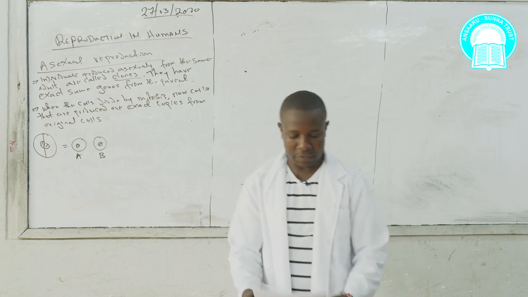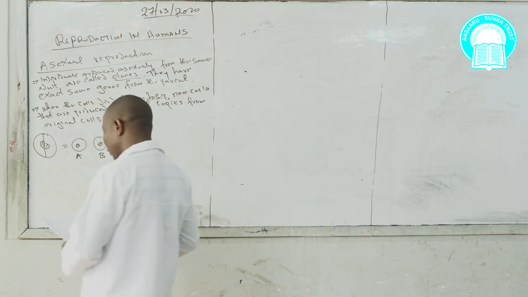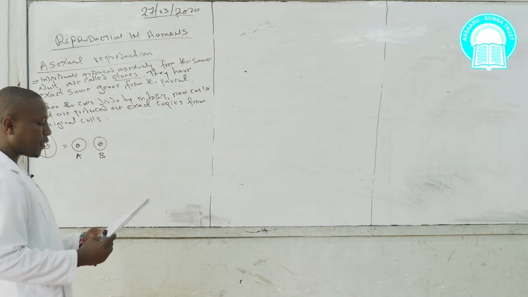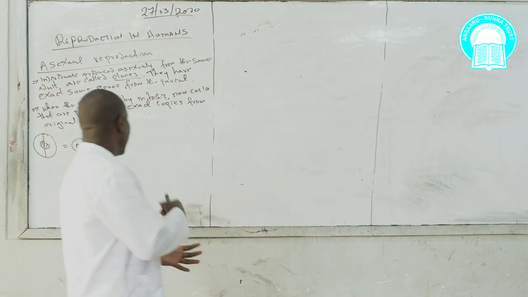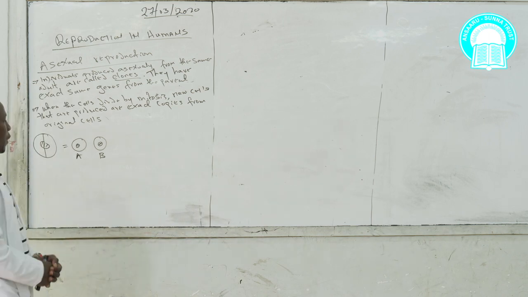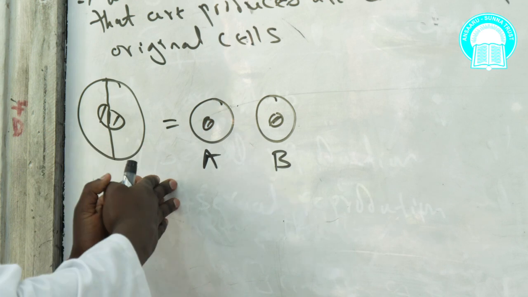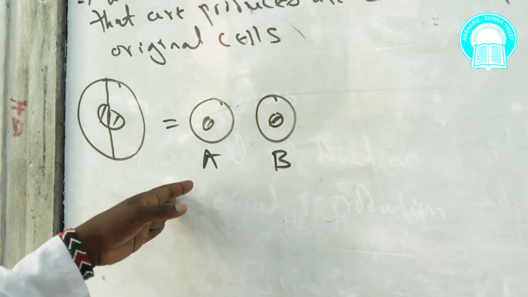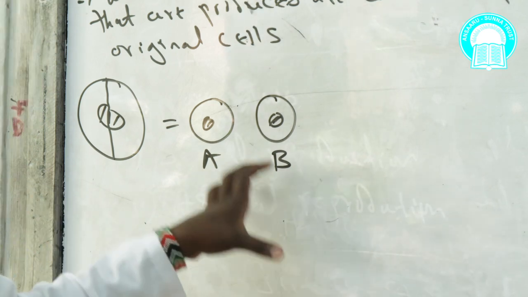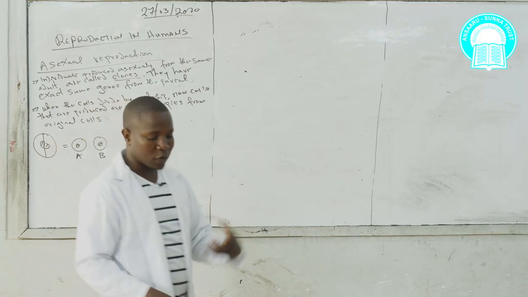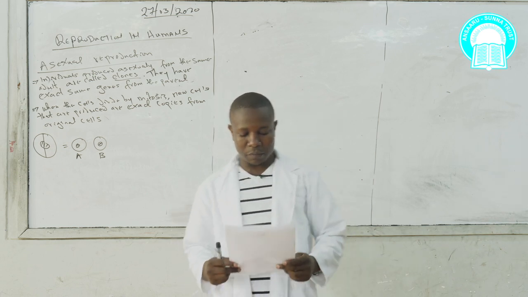Next point. All cells of an organism that is produced asexually have the same genes as the cell that produced them, that is, the original adult cells. So this is the original adult cell, and it's going to divide through the process of mitosis to produce viable offspring. These offspring have the same genes that are found in the parent cells.